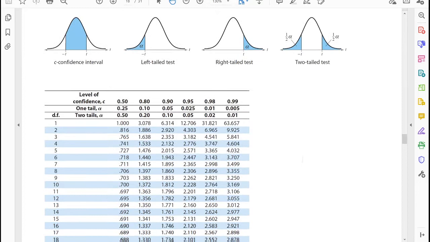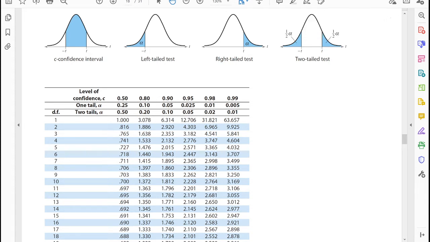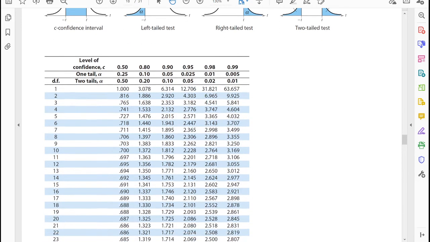Right here, you'll notice we're looking for level of confidence, right over here. And they have a level of confidence of 50%, 80%, 90%, 95, 98, and 99, and that's going to be in the middle here, your level of confidence. Your lower and your upper bound will be caught in between your negative t and your positive t here. So this will help you figure out what your t critical is. That's all these numbers in here.